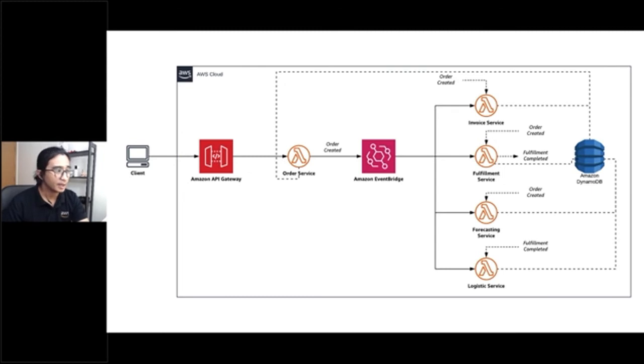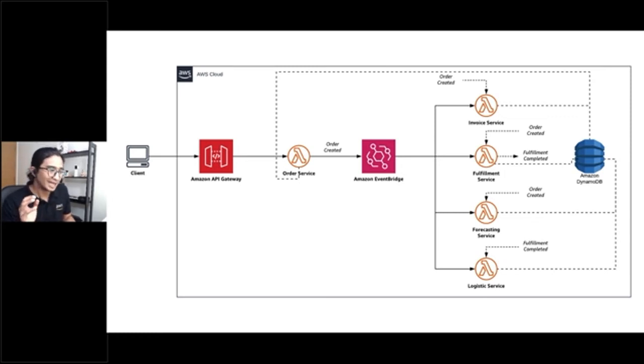Okay, then from the order service, it will emit an event called order created. Now, this event will be sent to Amazon EventBridge. And Amazon EventBridge will target those Lambda functions that will react to this particular event. Not all of them. It will send the event to the invoice service, fulfillment service, and forecasting service.